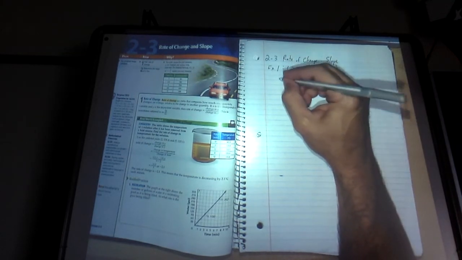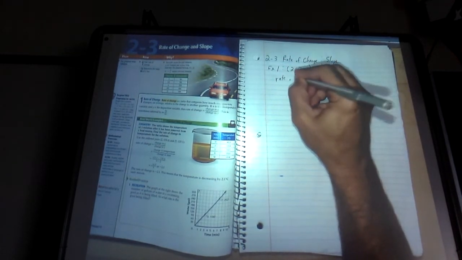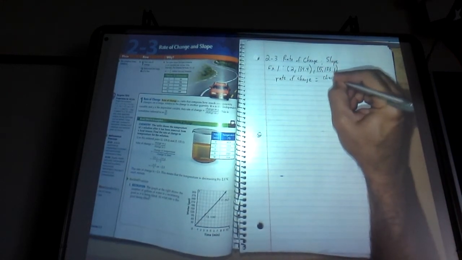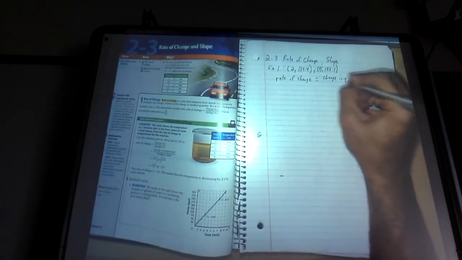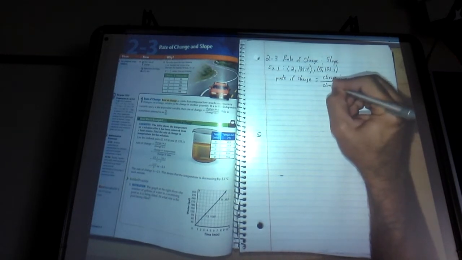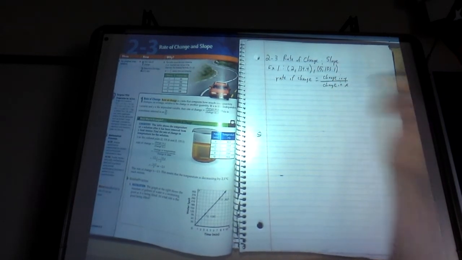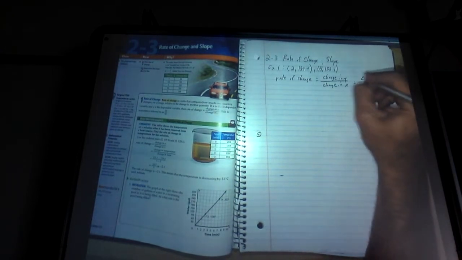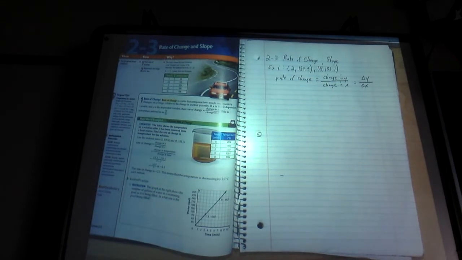When we're going to find the rate of change, we have a little formula. The rate of change is going to be the change in y, or what the y's changed by, divided by the change in the x's, or what the x's changed by. Another way to say this, in math notation, is delta y over delta x. That's the rate, and it's going to be constant, which is going to lead us to linear.